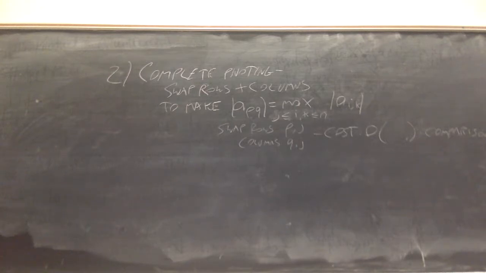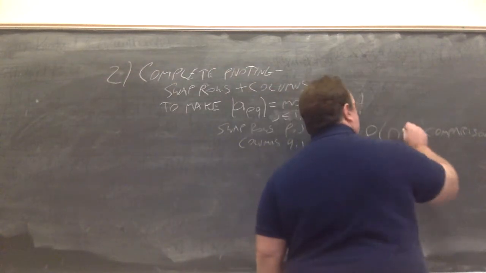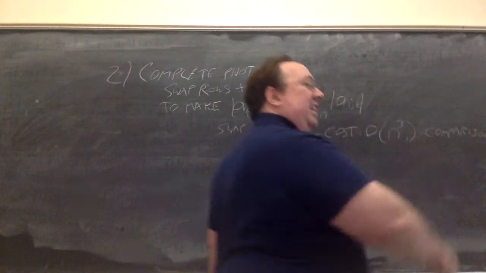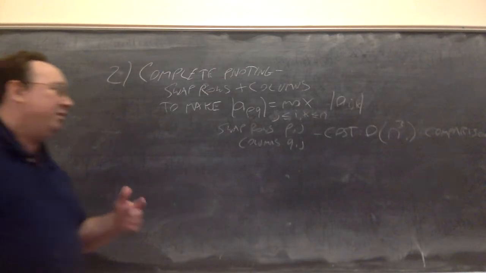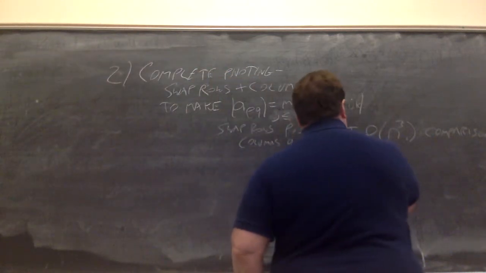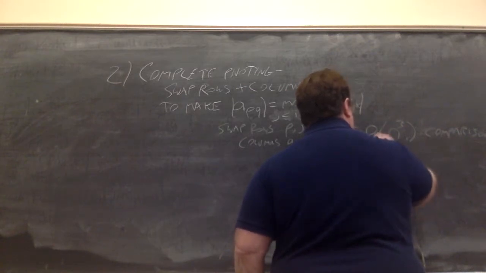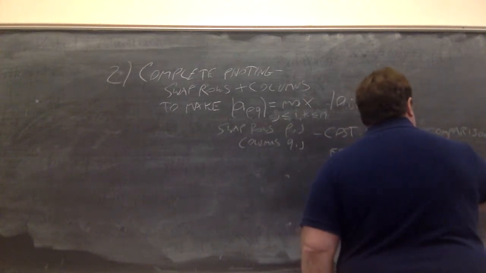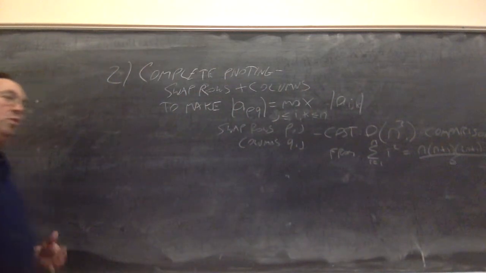Anybody take a stab at it? N cubed. Yeah, it's worse than partial pivoting. It comes from this summation formula that was seen in discrete math: the sum of the first n squares is n times n plus 1 times 2n plus 1 over 6, which is order n cubed.